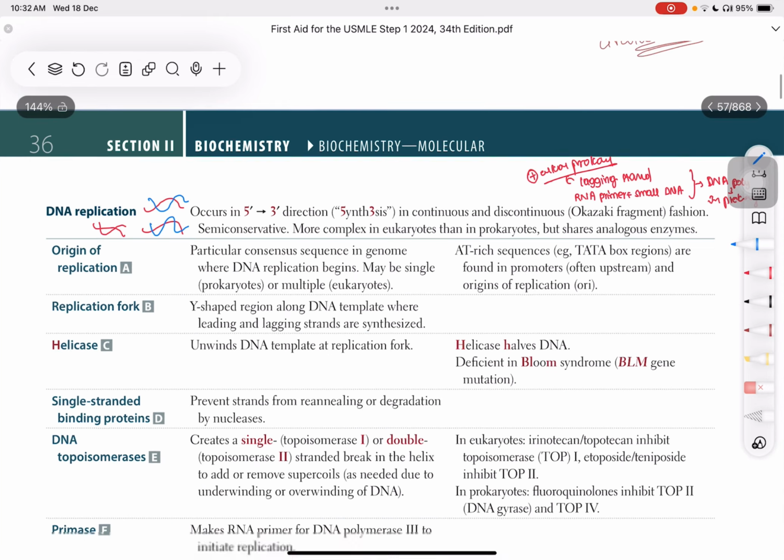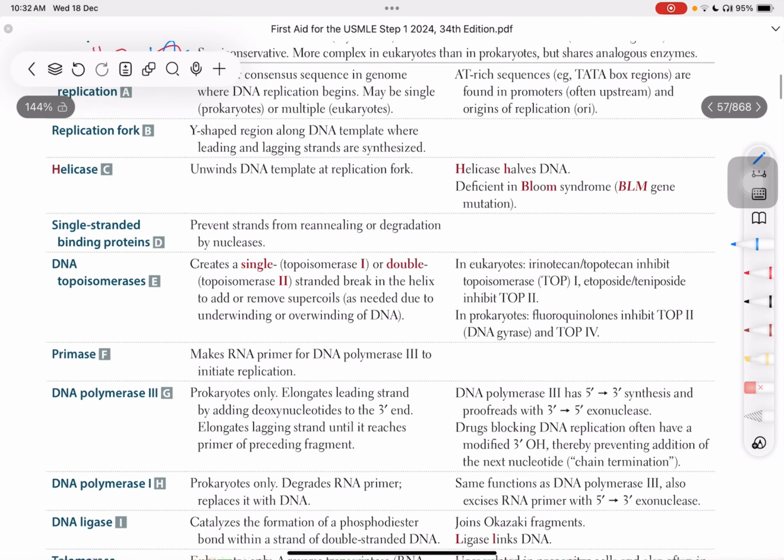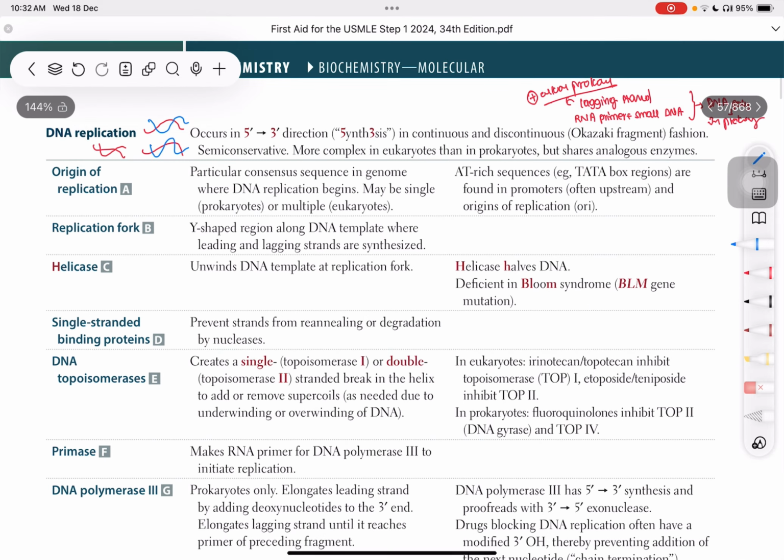So these are some sequences. First we'll go through all these names, and then I'll explain the process of DNA replication.